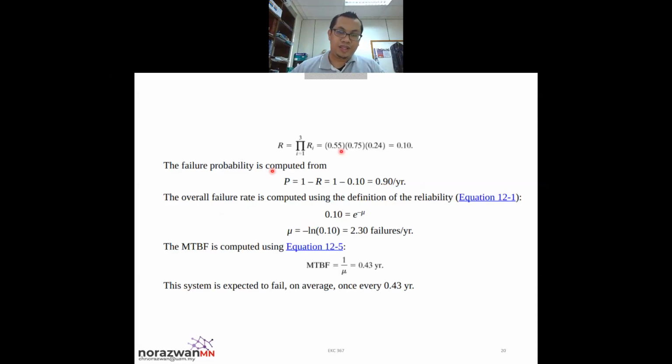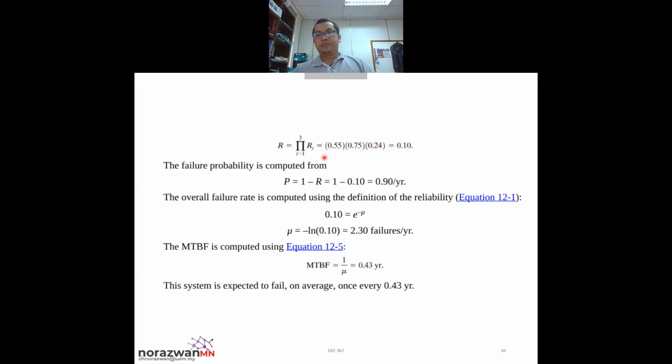So for the reliability, remember, for series it is not the summation, it is a product. You need to multiply all the reliability. So the reliability for the system is 0.1: 0.55 times 0.75 times 0.24.